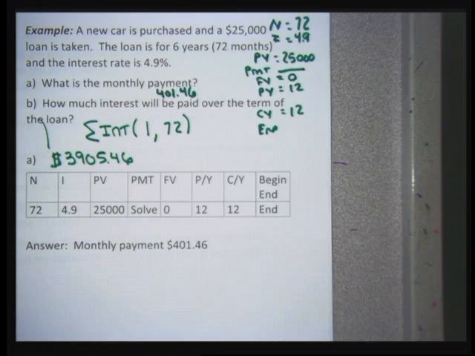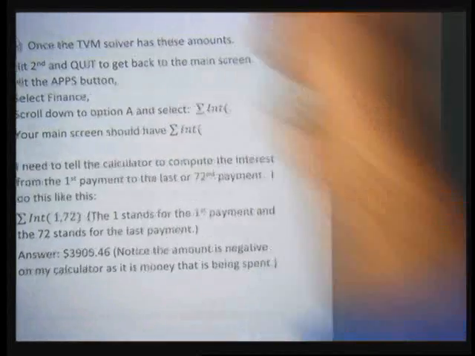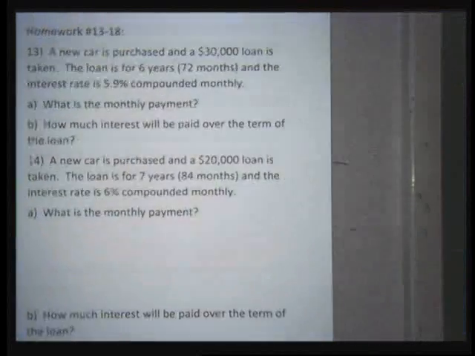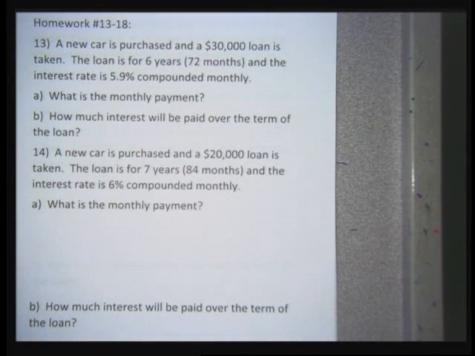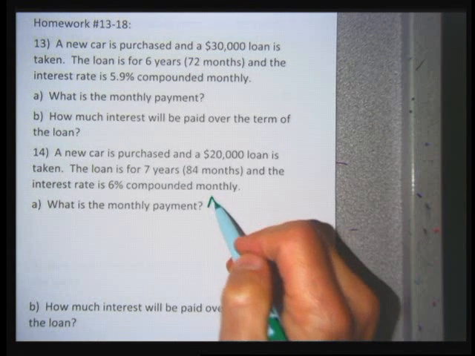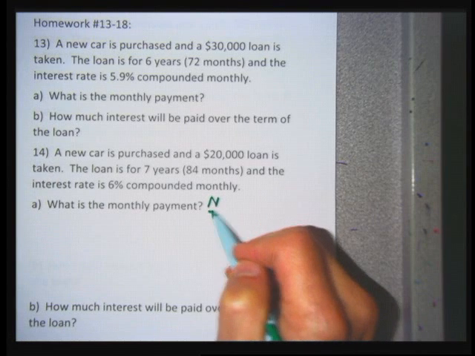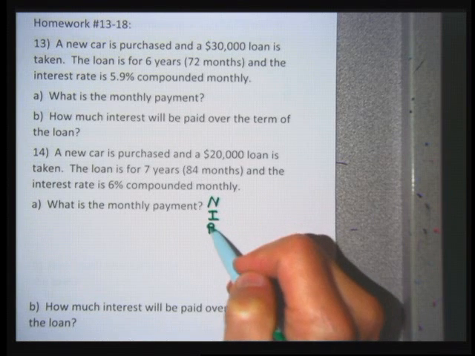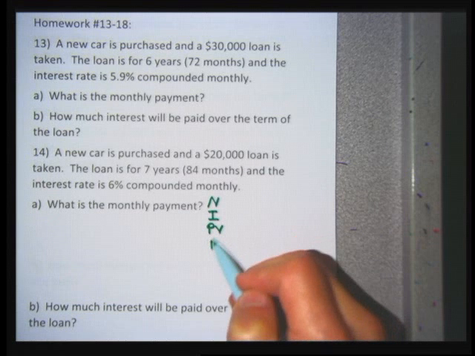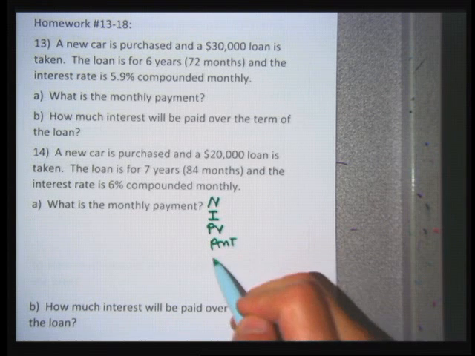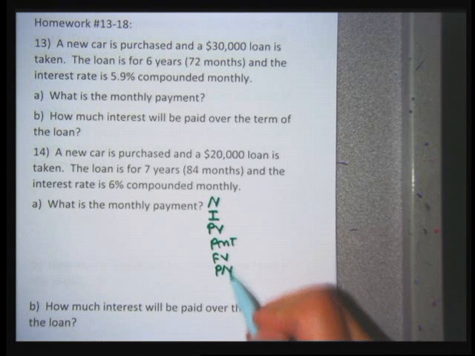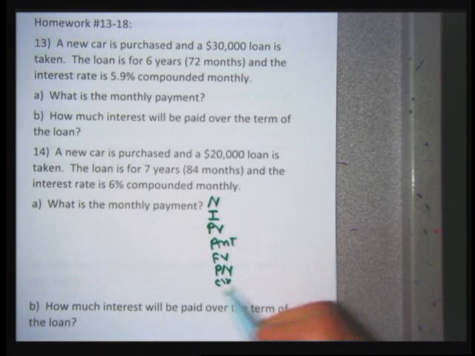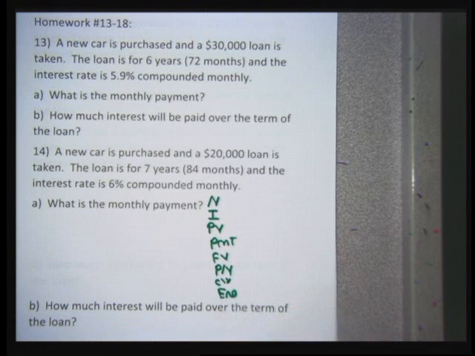All right, let's do some homework problems then. So 13 is there for you, 14 is there for me. First thing I'm going to do is figure out a payment. It's the first thing you need to do too. So to do a payment, we need values for the N, the I, the PV. We're going to solve for payment. I need to put in values for future value, PY, CY, and my calculator goes on end.